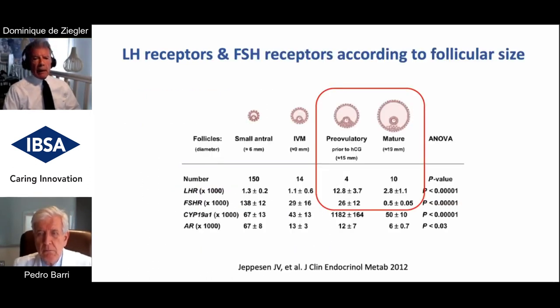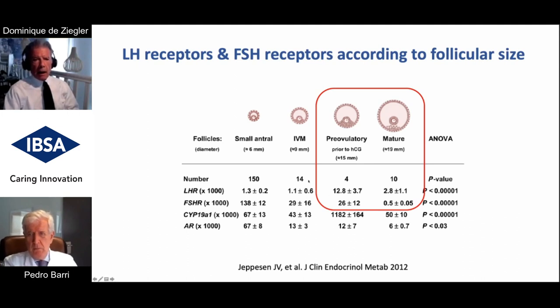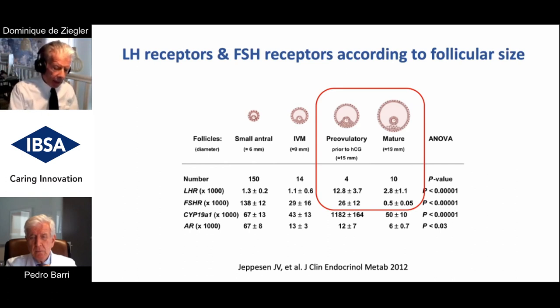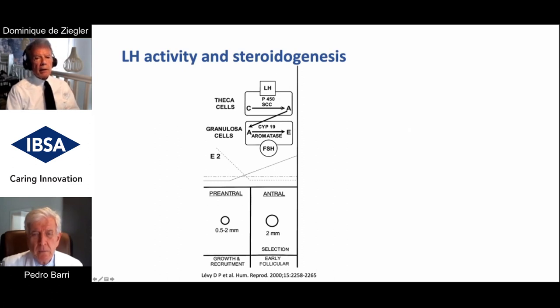LH in the natural cycle, this is essentially what we have. To the left you have the small follicles with plenty of FSH receptors. Then, as the follicle grows, it loses the FSH receptors and acquires LH receptors. This is what's happening in a natural cycle, and this is the model that we're going to try to follow in the ovarian stimulation cycle. We have FSH acting on the granulosa cell and LH on the theca cells. LH stimulates androgen production, which then diffuses to the granulosa cell where it is aromatized.